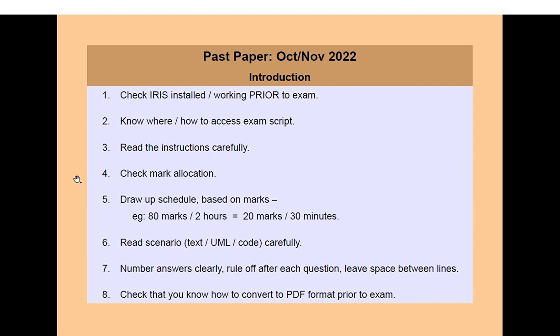Then 4 and 5 together. Check the mark allocation and draw up a schedule based on the marks for each question. The exam scripts are usually 80 marks, which means that you need to do about 20 marks worth of work every 30 minutes. Just allocate your time wisely and do not waste time on questions with a very low mark allocation. One of the biggest problems with the COS3711 exam is that students run out of time to finish the exam. So draw up a schedule based on the mark allocation for each question and make sure you stick to it.